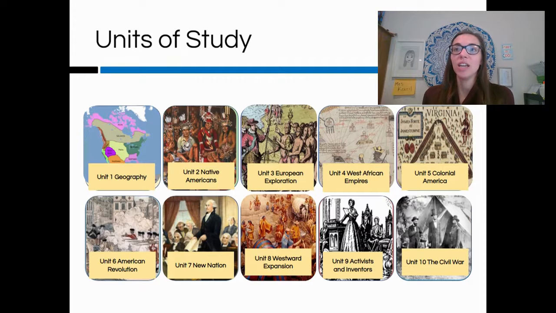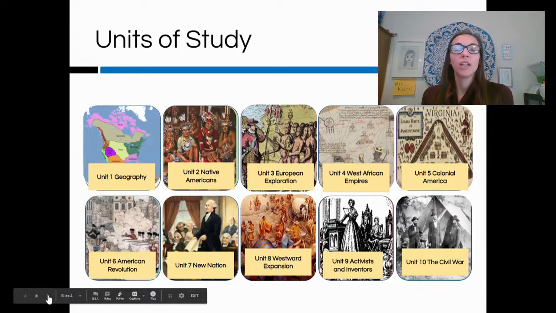Then we move on to Unit 8, Westward Expansion, where we look at the impact of westward expansion on Native American communities. And then we also go to Unit 9, which we call our Activists and Inventors unit. This is all about women's suffrage, abolition, and the invention of new technologies that make westward expansion a little bit easier. We end the year taking most of the 4th quarter to learn about the causes of the Civil War and the war itself. In 7th grade, students learn the second half of American history, starting with the end of the Civil War and going up to the modern day.